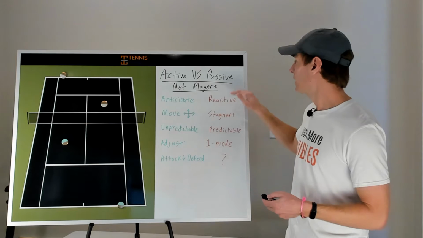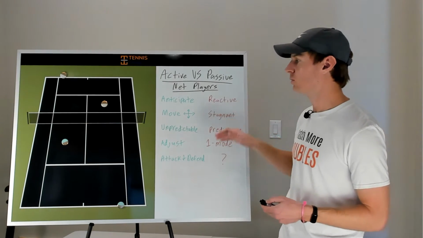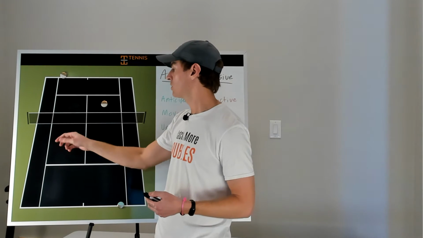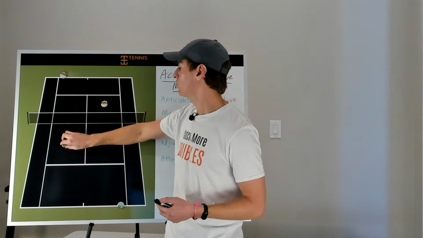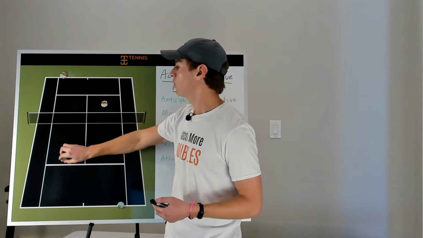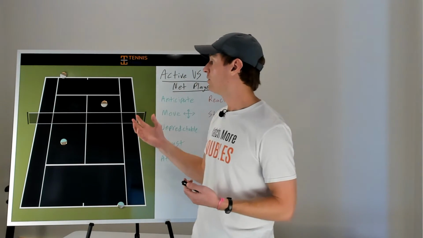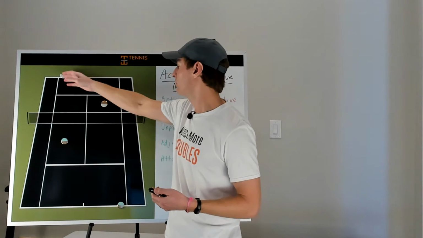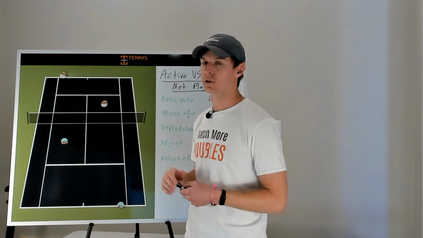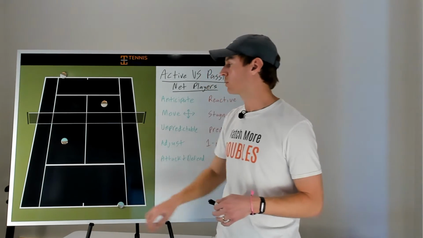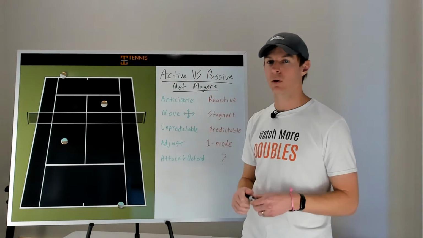What I see inactive or passive net players do is they'll really stay stagnant at the net. So they'll either stay in one position, or at best they'll move forward and backwards a little bit without any lateral movement. And what that's going to do is it's going to make you very predictable for the opponent and give them a very easy cross-court shot with zero pressure at all, and put all the pressure on your partner at the baseline to win the point.